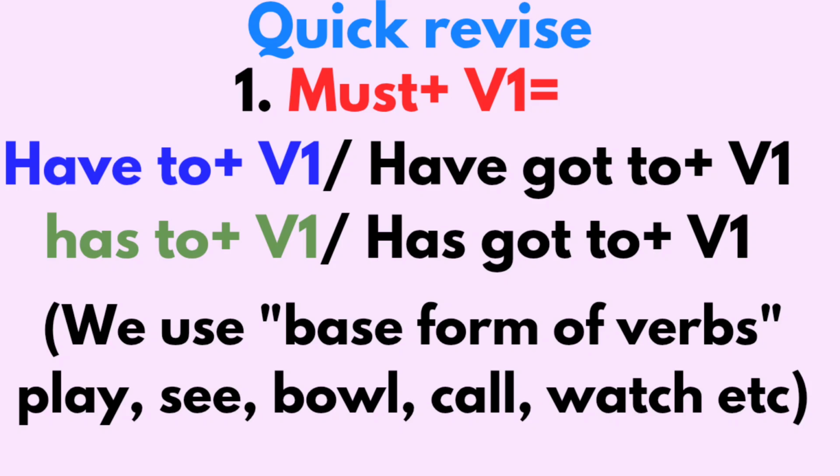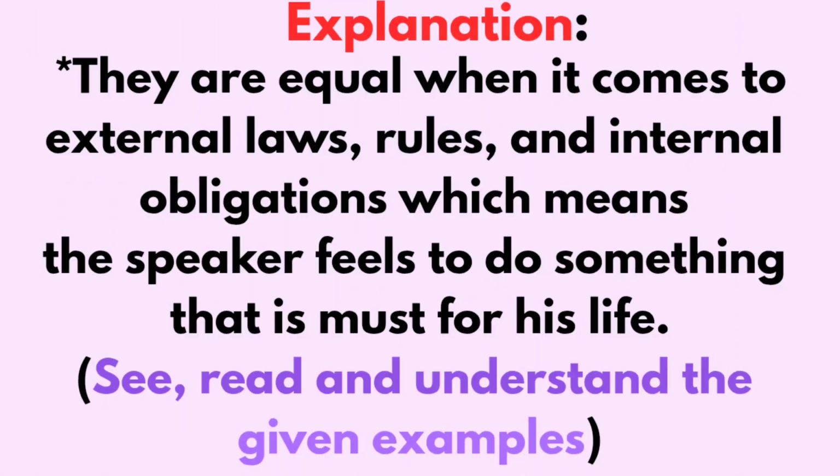Quick revise. After modal verbs like must, have to, has to, we use the base form of the verb. We use base forms of verbs like play, see, bowl, call, watch. A little explanation: they are equal when it comes to external laws, rules, and internal obligations, which means the speaker feels to do something that is a must for his life. See, read, and understand the given examples.